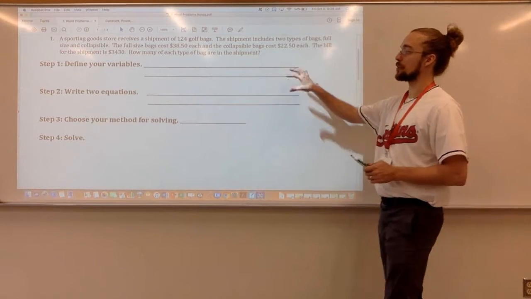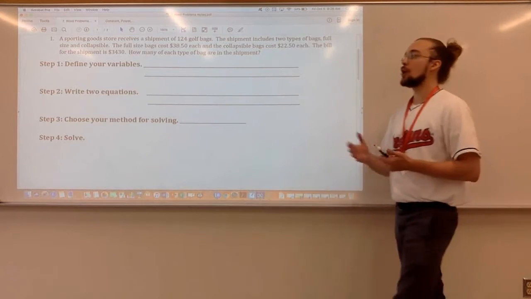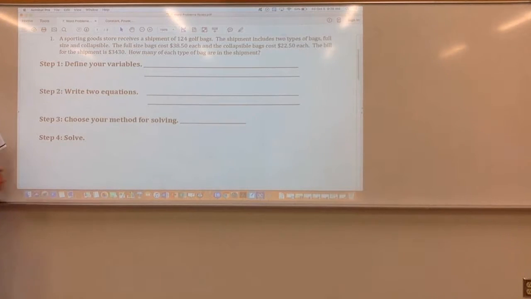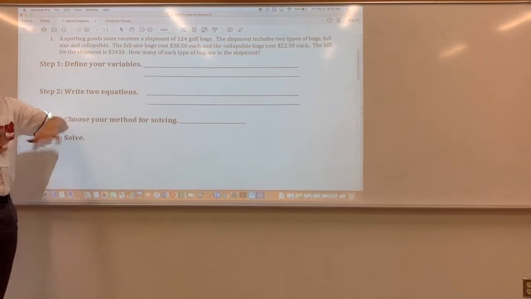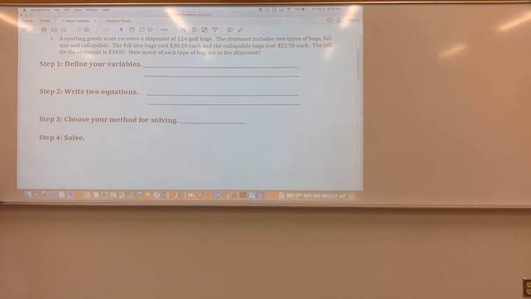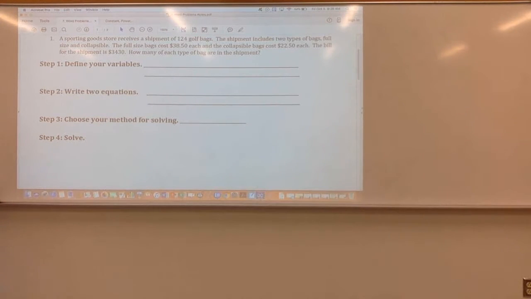Today, we are going to take a look at solving systems of equations from word problems. Right? So, the solving part is going to be exactly like what we've been doing. The only new part is we actually have to write the equations. Okay? So we have to figure out what our word problem is saying in order to write two equations. So let's read through this here.